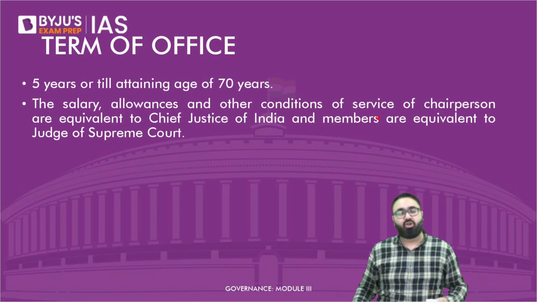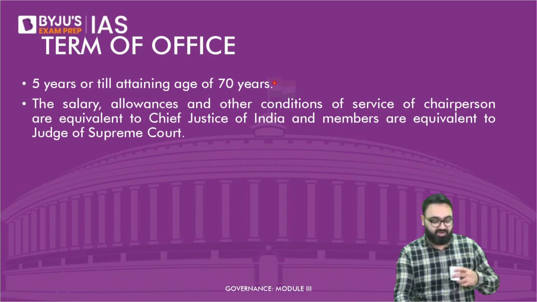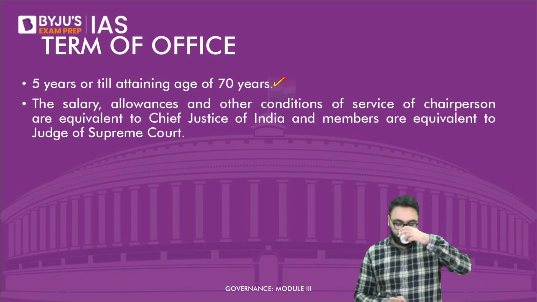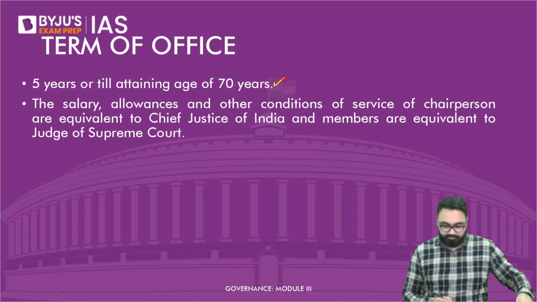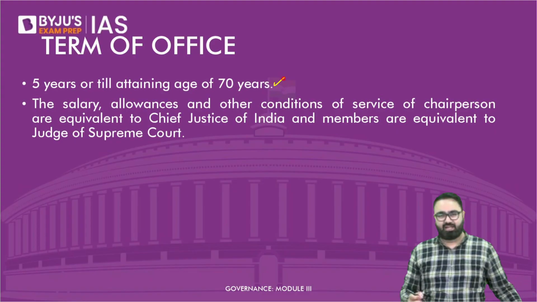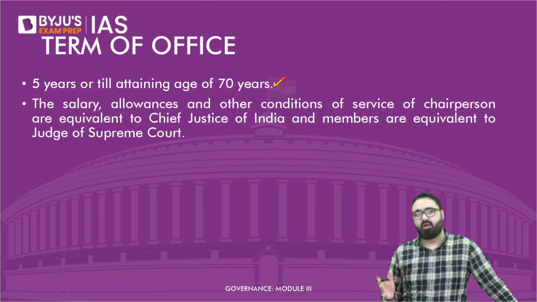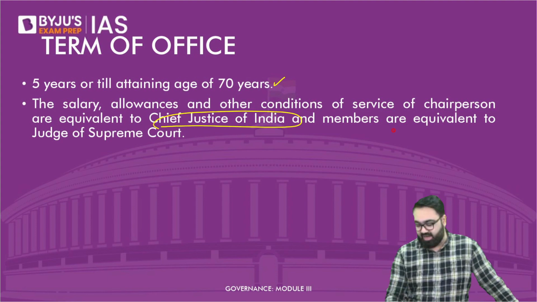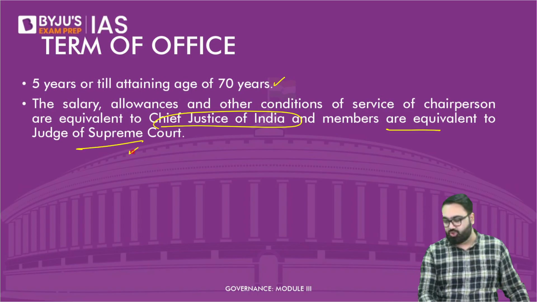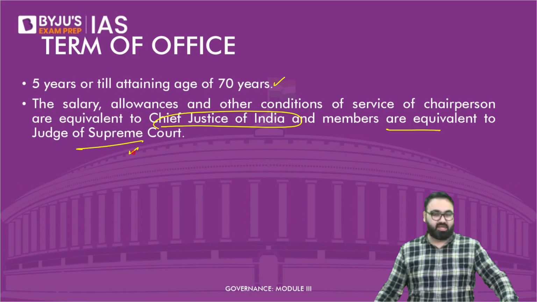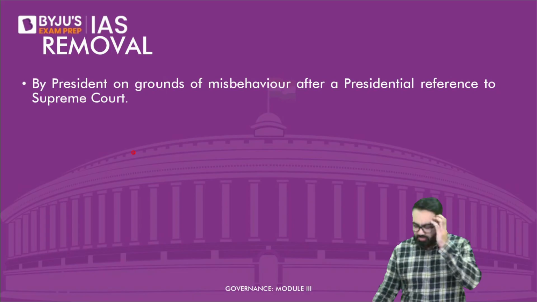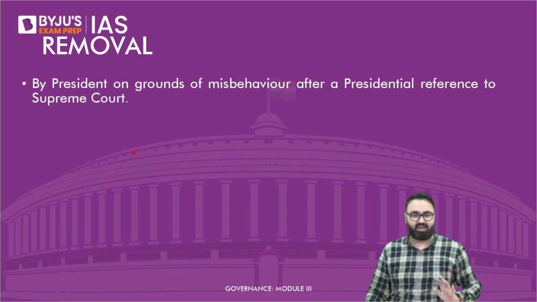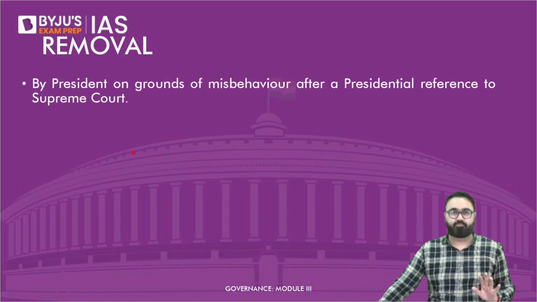They have a tenure of 5 years. They'll work till 70 years of age. Their salary, allowances, etc. have been kept similar to the Supreme Court judges. Lokpal gets a salary equal to the Chief Justice of India. Other members get a salary equivalent to the judges of the Supreme Court. Usually, the UPSC will never ask you about salary, etc., so you don't have to focus a lot on that.